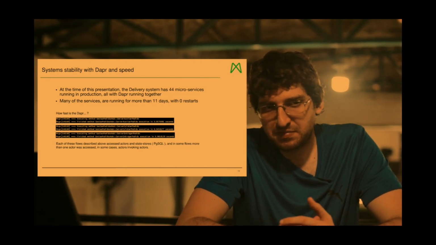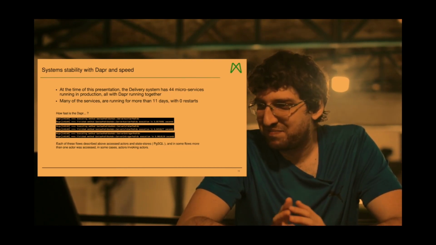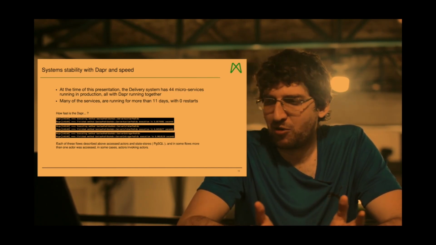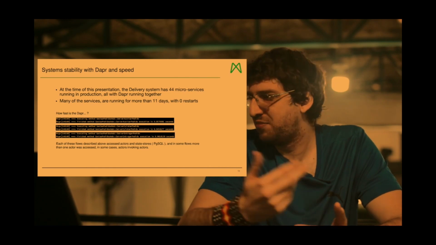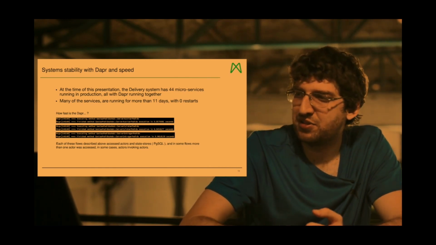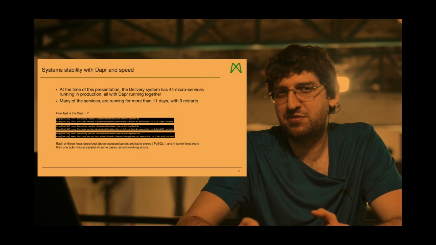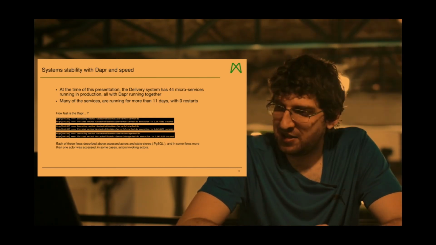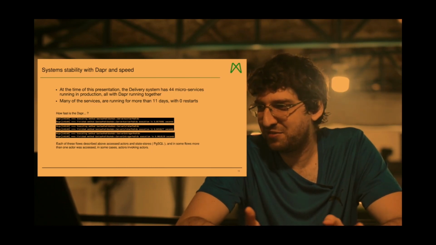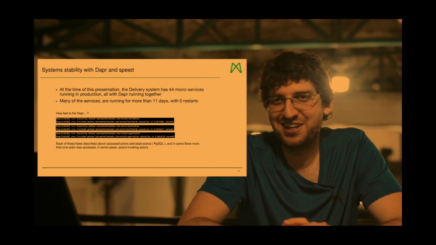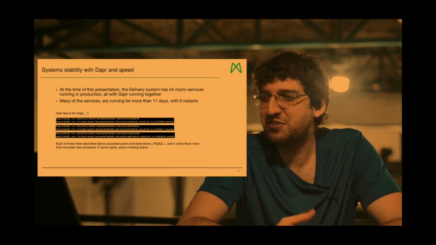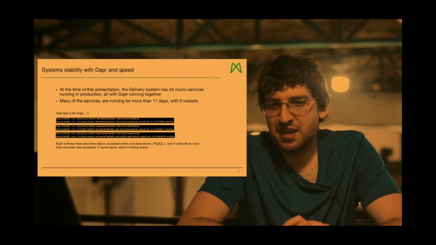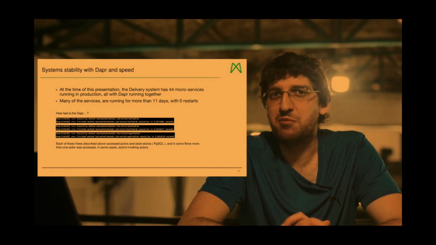So we have a lot of services running in production in Kubernetes. Some services running for more than 11 days. I think that we have some services in other processes here at Mottu that are running for more days. We have some services running for just 11 days because we released some upgrades. But the best part is zero restarts, and that shows how stable Dapr is.